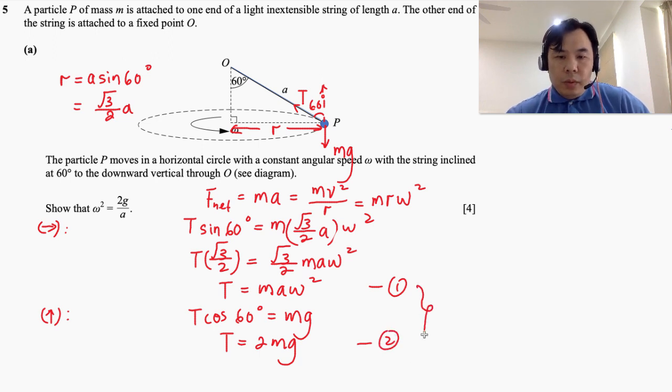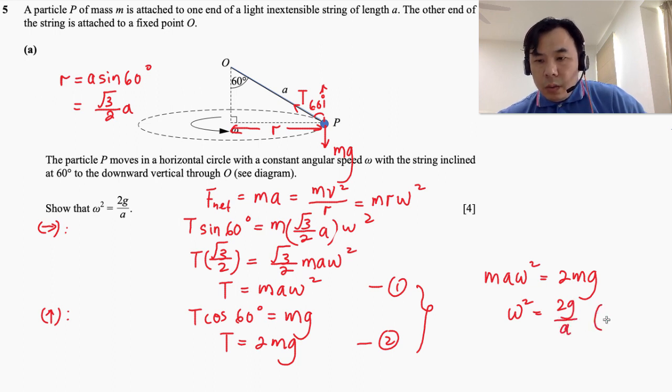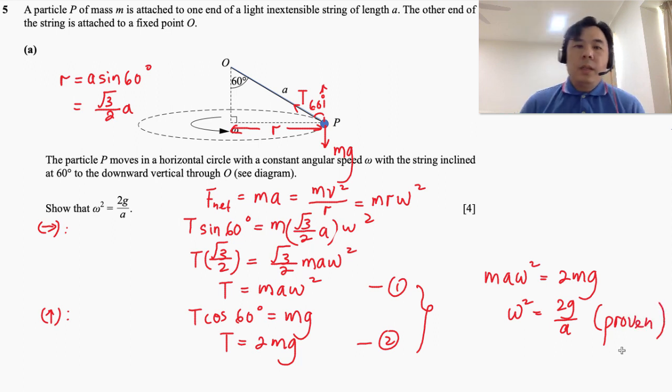Now by solving both of these, you would recognize it directly. That will be m a omega square is equal to 2mg. From here, omega square will be given by 2g over a. And then we have successfully proven this equation. I hope that is clear at this point. Stay tuned, I'm going to move on to the second part of this question shortly.